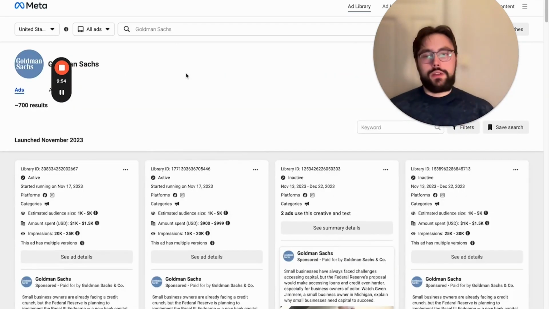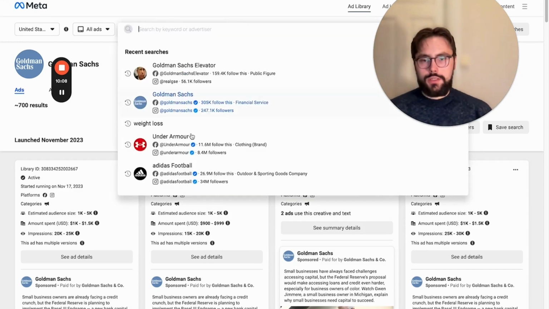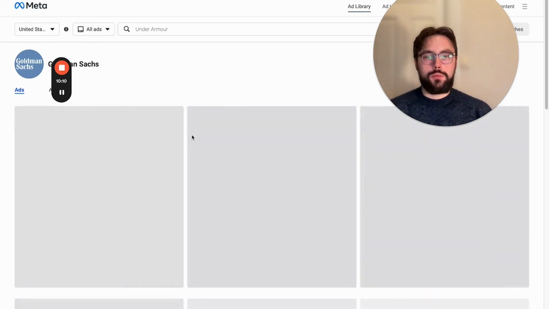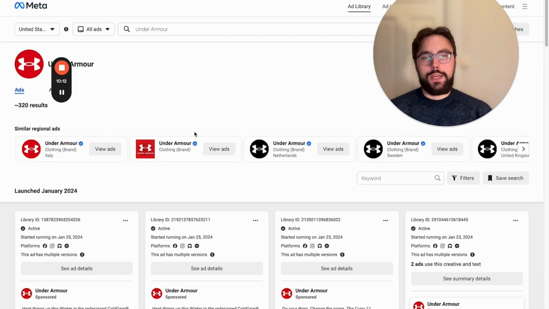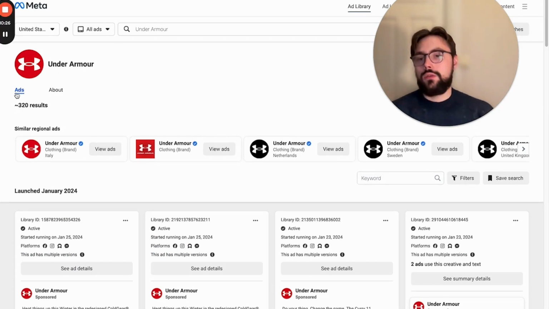So let's take a look at some other companies that we can either draw inspiration from, just look at how they structure their ads, or how much they actually spend. So let's take a look at Under Armour, which should be running ads on Meta. So we can see they're running around 320 ads, and this is for the US.